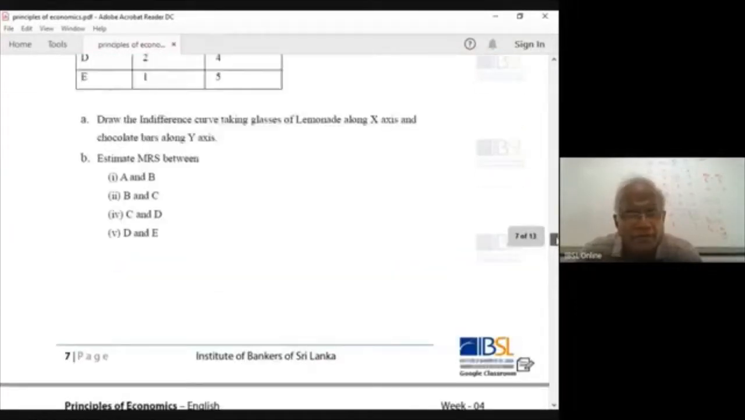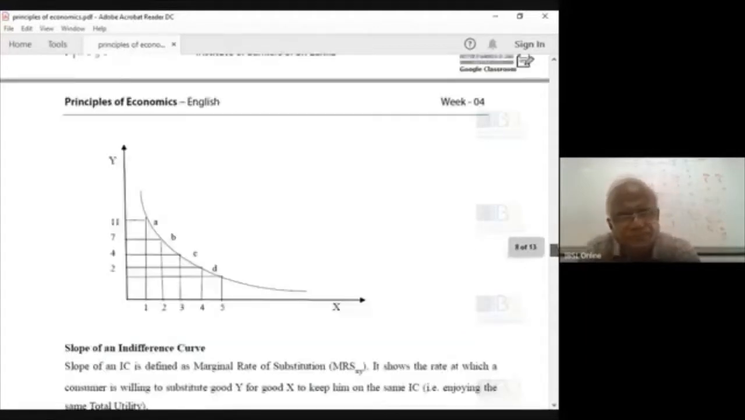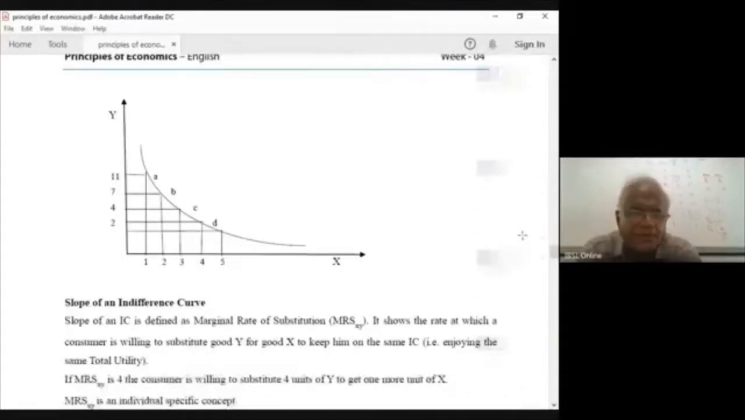5 and 1. Bundle E. Mark the 5 and 1. Right? Now these are the bundles. Now what will happen? Let's now discuss. Let's assume the consumer is initially at A.